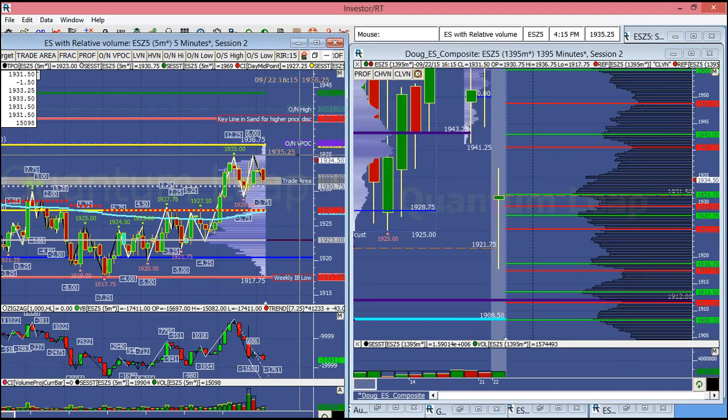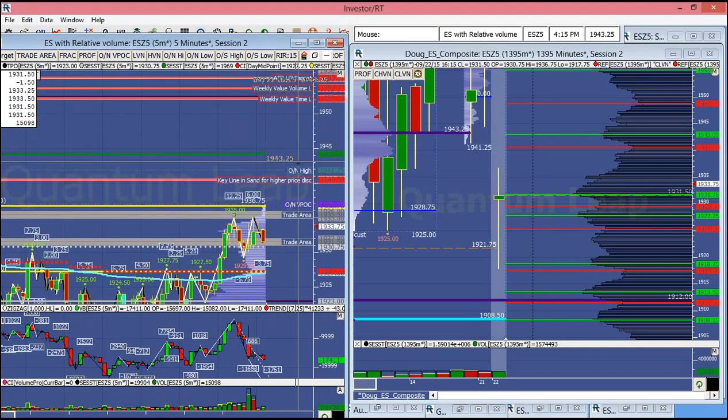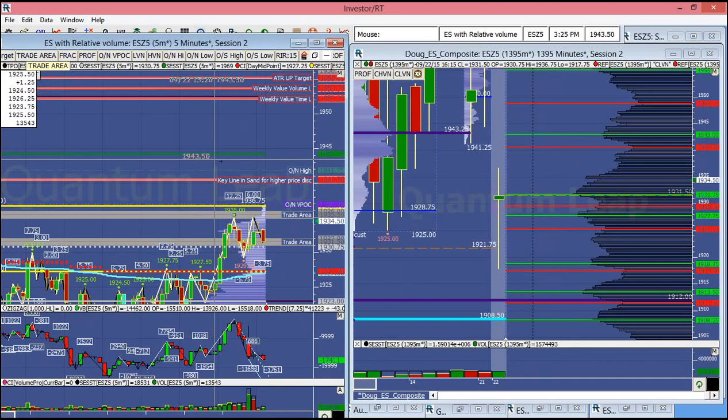And I'm going to use the 35 as a trade area, because if we get above the 35, then I think we're going to challenge that 37. And then, if we break through the 37, continue through to test that 40.50, which of course is going to be the key line in the sand for higher prices. If we break above that, you got the overnight high at 41.75. You've got the 43 and a quarter microcomposite VPOC.